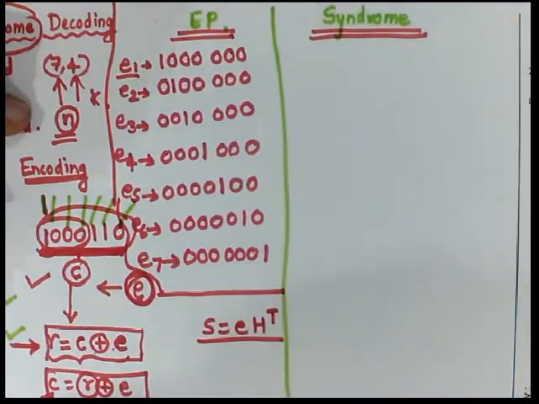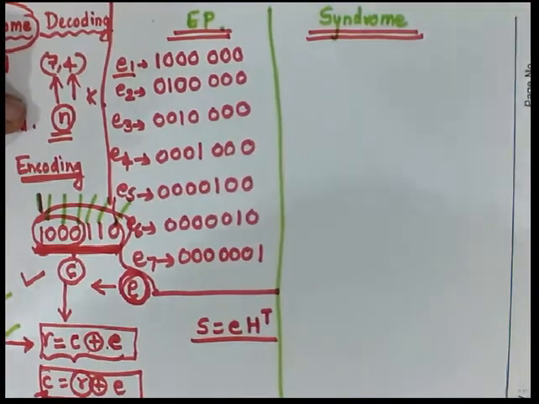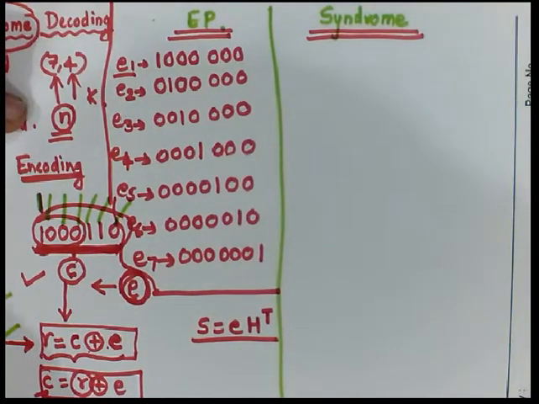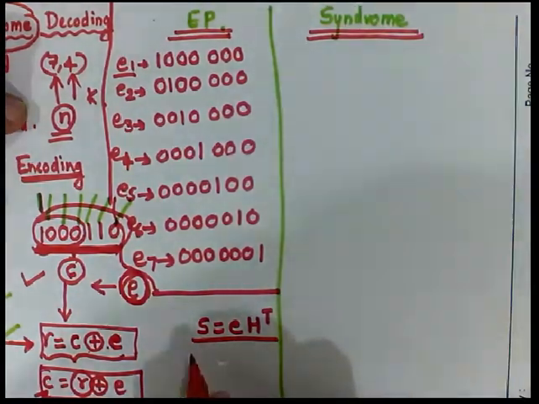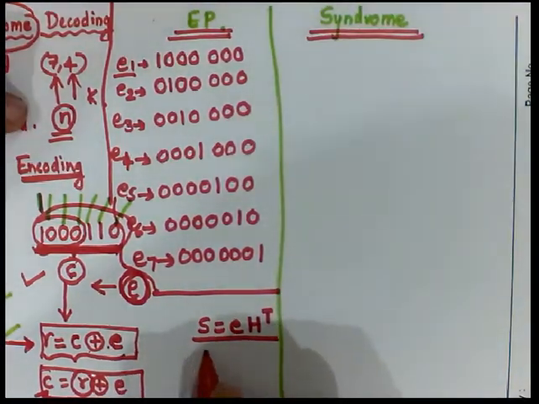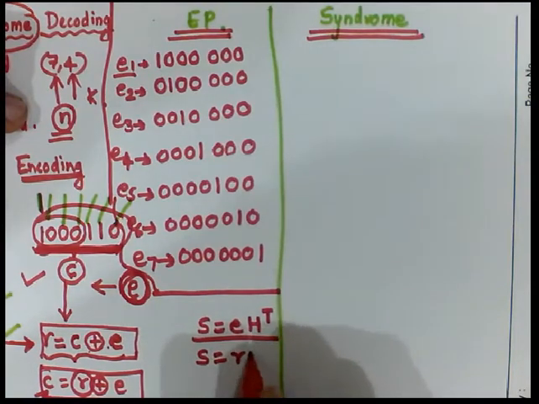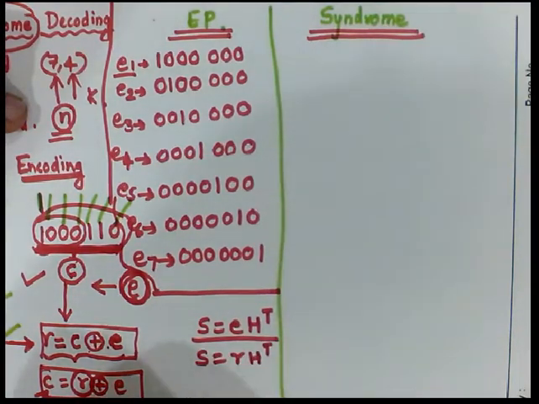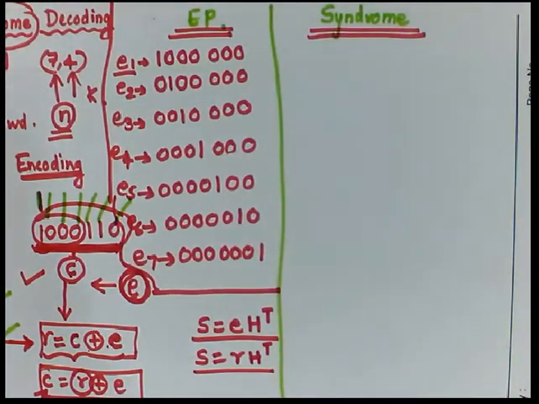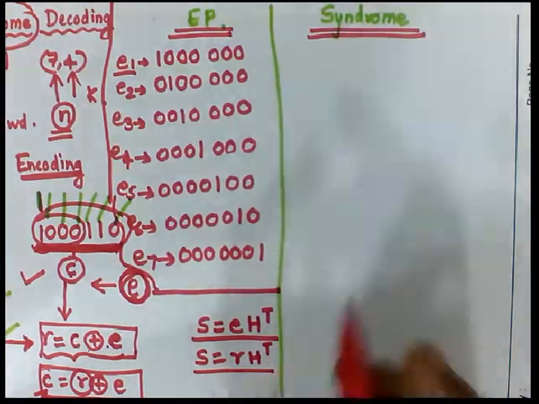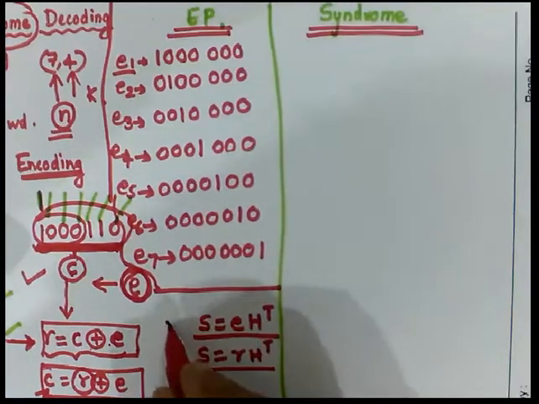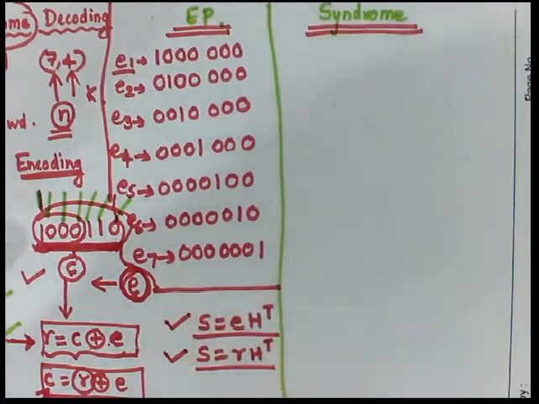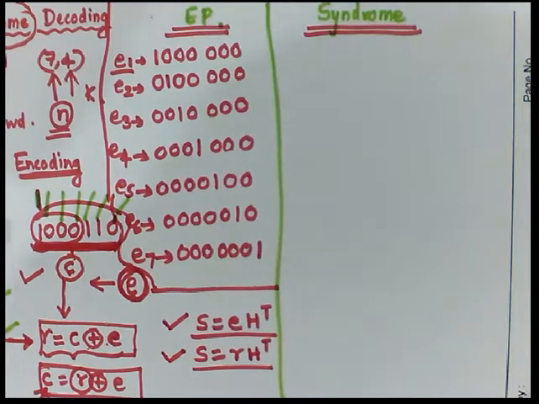With the help of this particular expression, we will get the syndrome related to the error pattern. Similarly, if I want to calculate the syndrome related to the received code word, that is nothing but R, then S is equal to R into H transpose. This is how we calculate the syndromes.